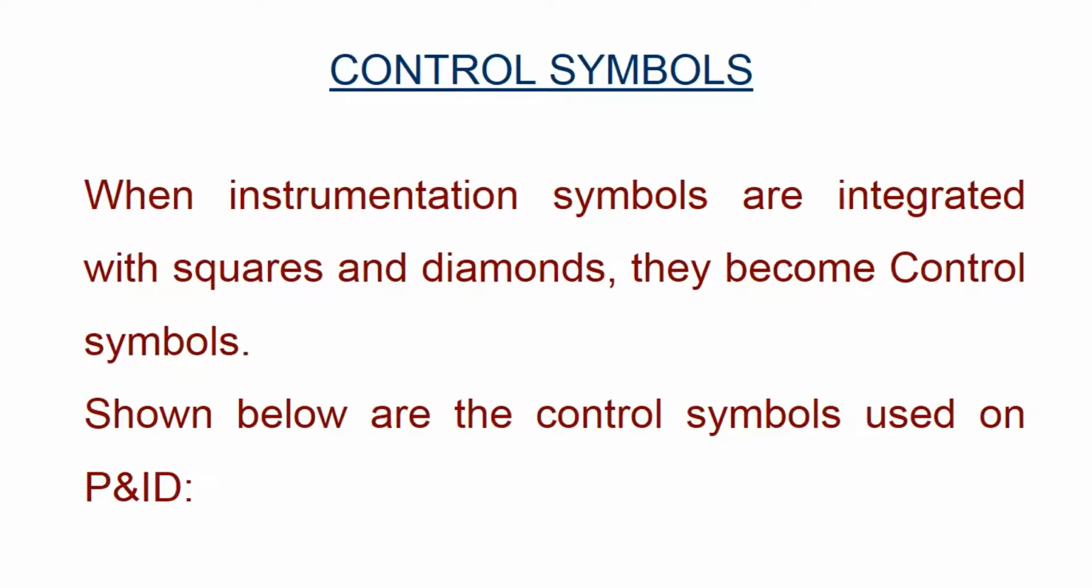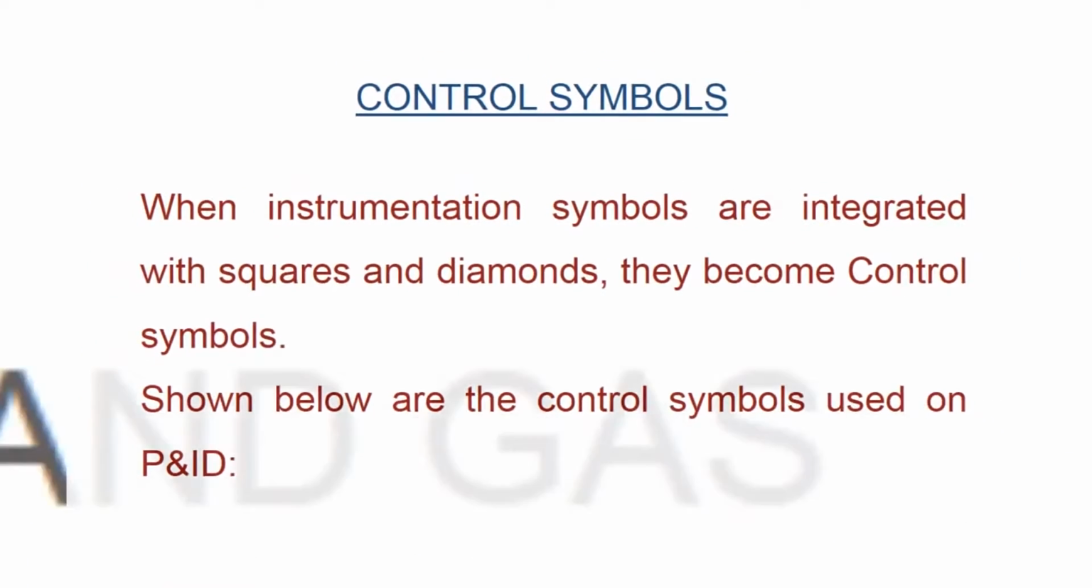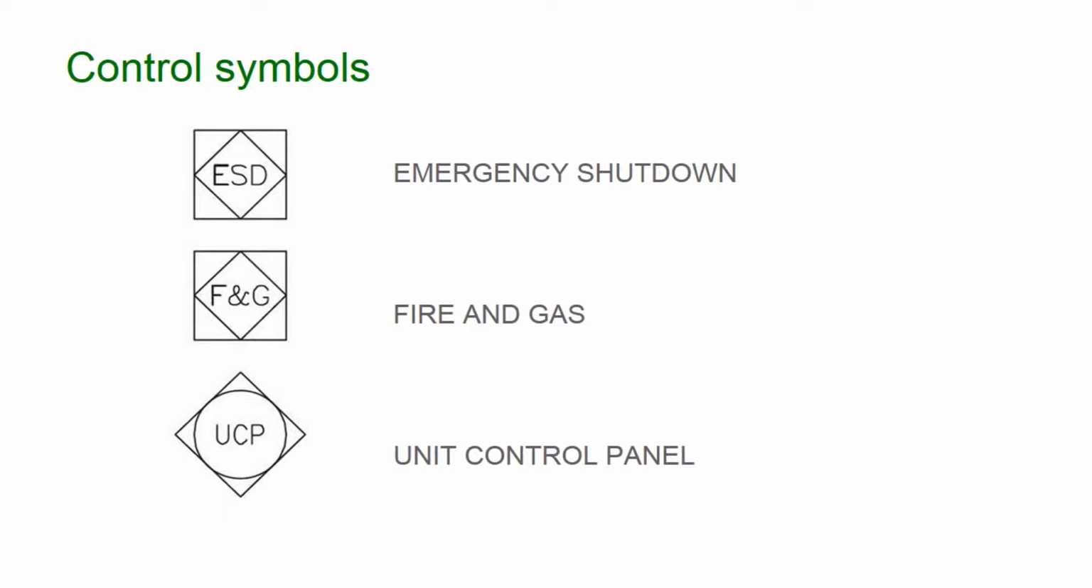Control symbols. When instrumentation symbols are integrated with squares and diamonds, they become control symbols. Shown below are the control symbols used on P and ID. Control symbols: emergency shutdown, fire and gas, unit control panel.